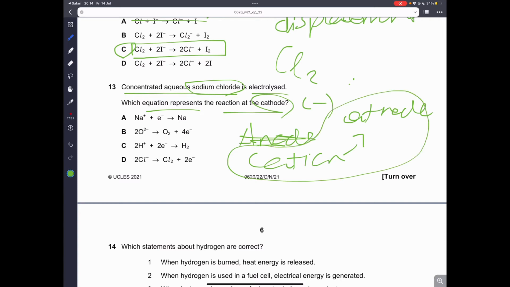So let's look at the positive ions here, which are sodium and hydrogen. Now remember, it says concentrated aqueous sodium chloride. The ion that is going to be discharged is going to be the H+, because it is lower in the reactivity series. The lower it is, the easier it is to get discharged. Therefore, H+ is going to get discharged, and therefore 13 is C.